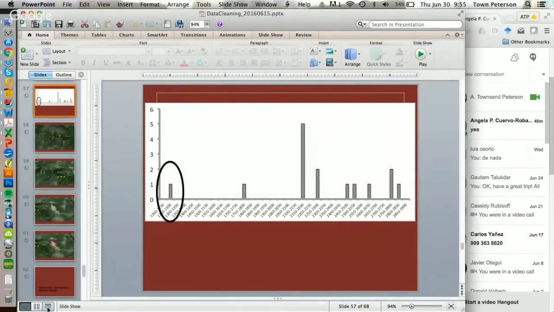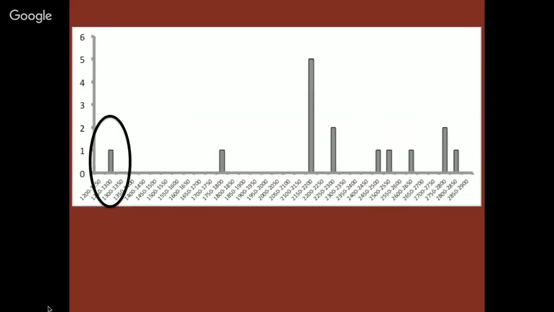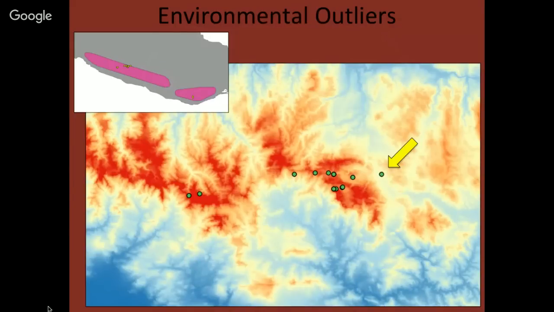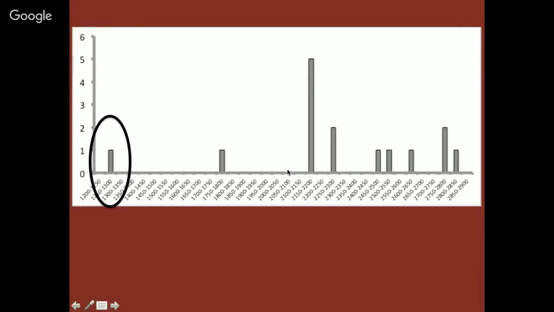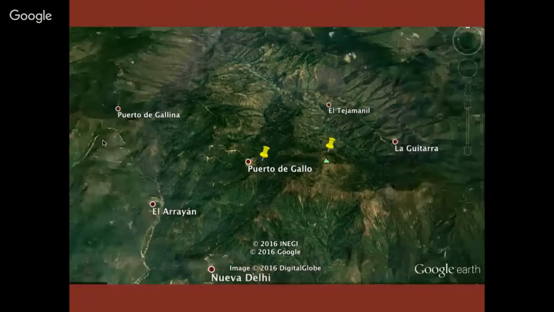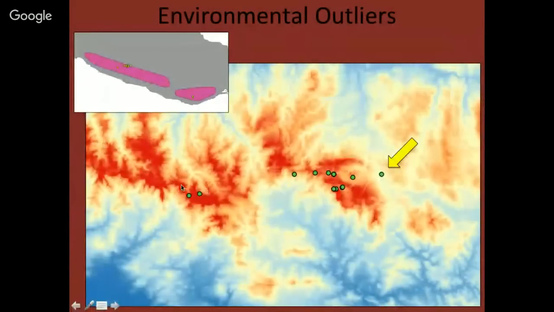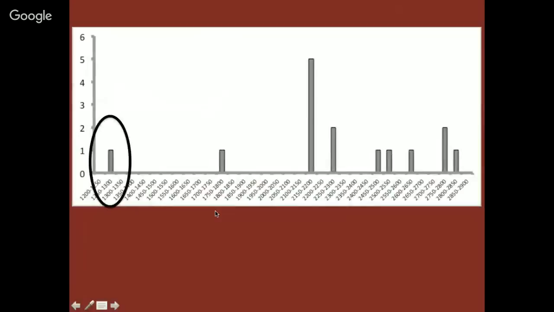Okay, so I can use that same point sampling tool, or extract value to point, to get the elevations of each of these points, and I can create a histogram, and you can see that point is an outlier. So now I want to look at it on real-world geography. So I'm going to go to Google Earth. Let me go back just so I don't disorient you. First, we're going to look at these two points. Then we're going to look at these points, and then this one. So first, these two points, here they are.